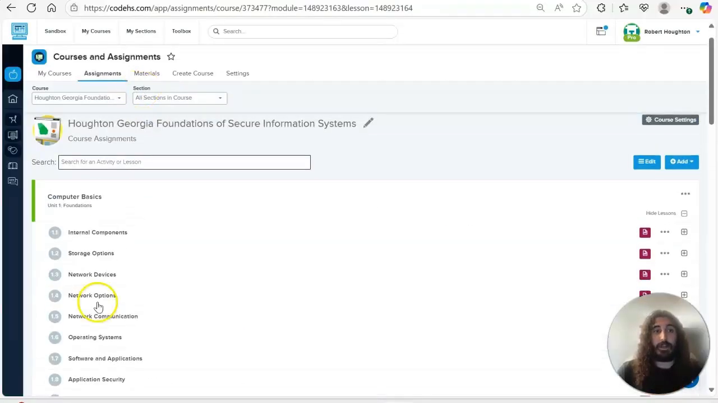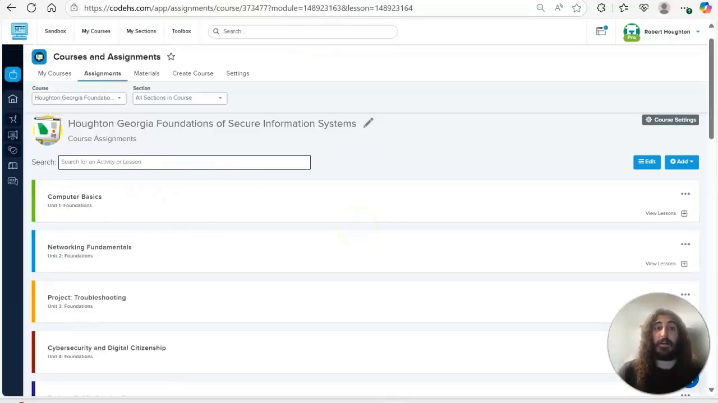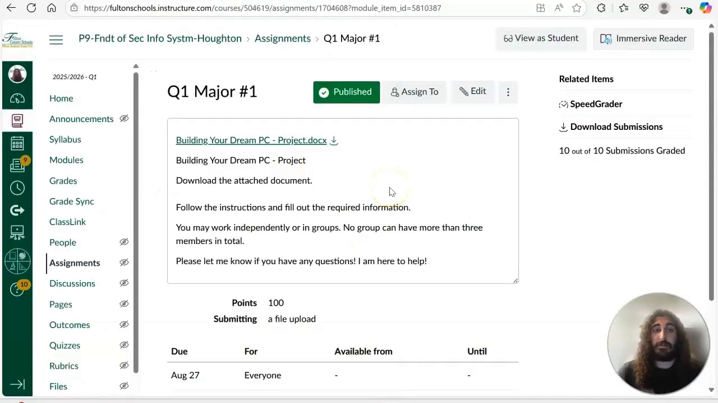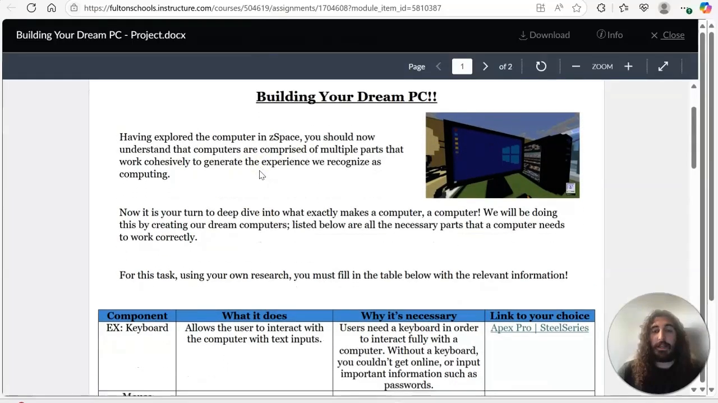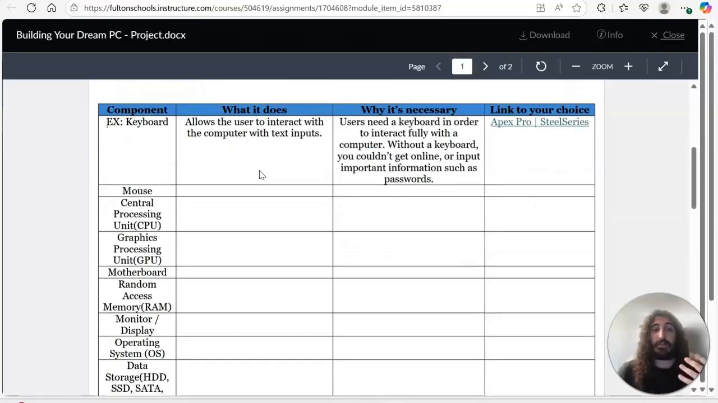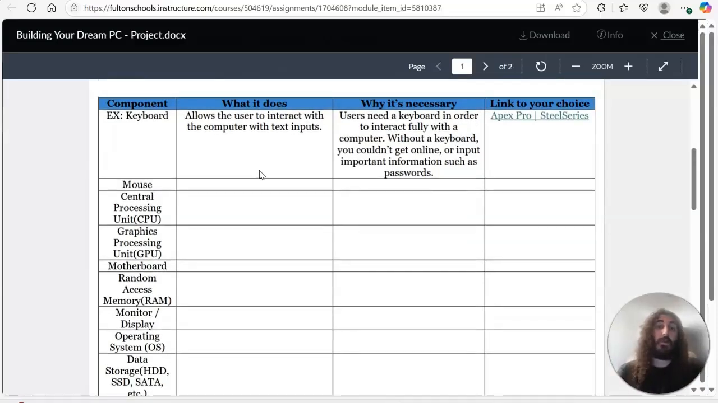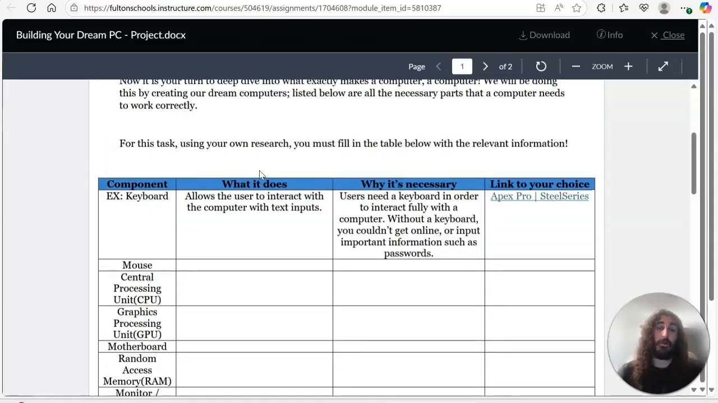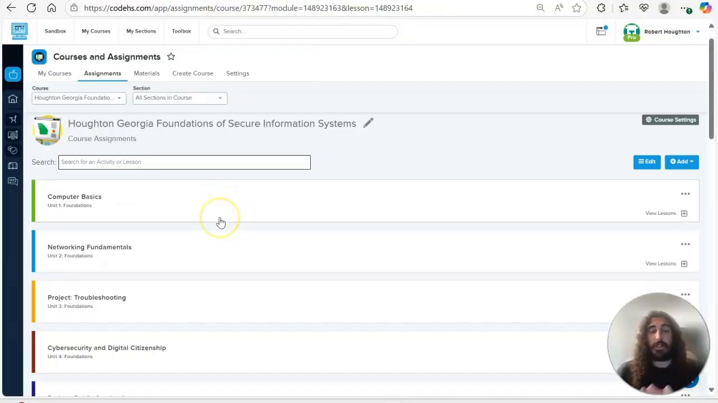This unit, which we finished a little bit back, Computer Basics, which was again all about that hardware, software, I gave them this assignment called Building Your Dream PC, which basically looks like this. It is just a document that I made in order to have students basically select what components they would like to have in their dream computer. And it asks them for what it does and why it's necessary to have that component in order to effectively do computing. So this is basically the entirety of the course.